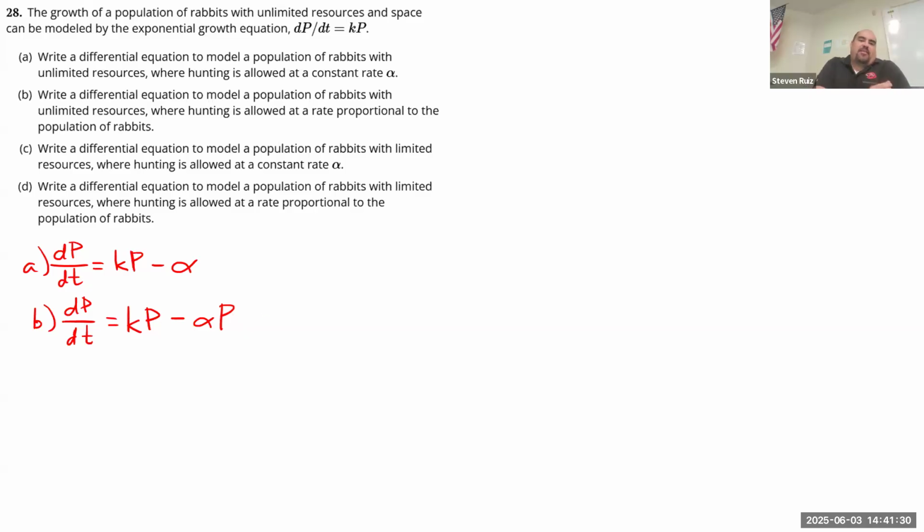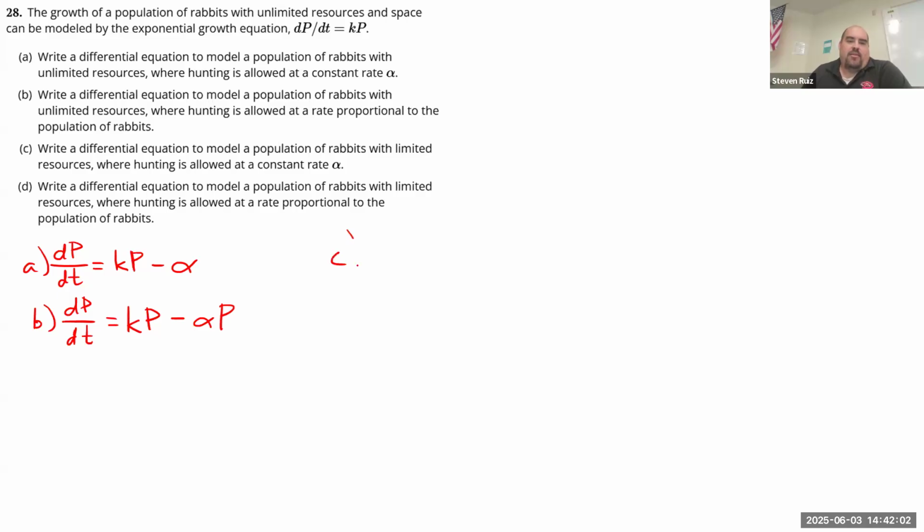So kP is essentially the birth rate. How many new rabbits are there going to be every year? And alpha P is the number of rabbits that are going to be lost to hunting, or the rate at which they're going to be lost to hunting. Now that rate is variable. It's governed by how many rabbits there actually are at any given time.